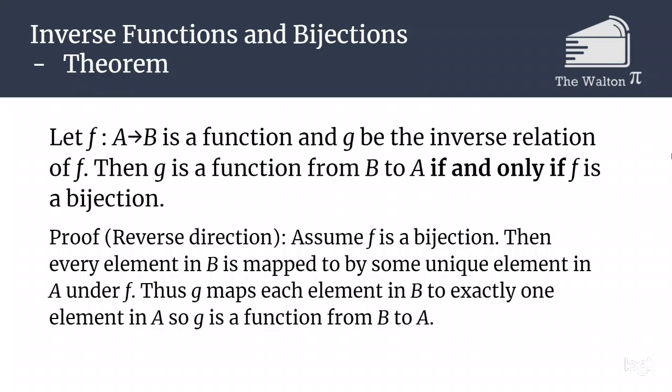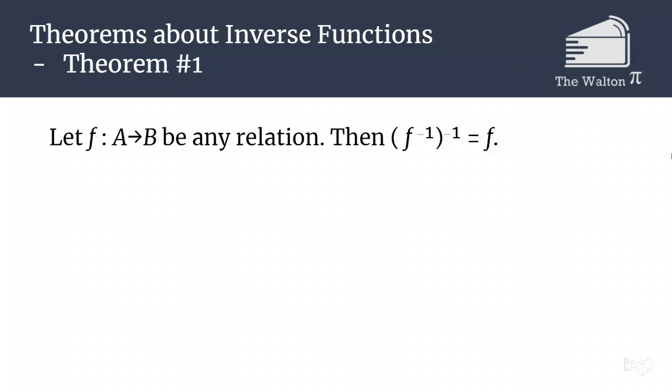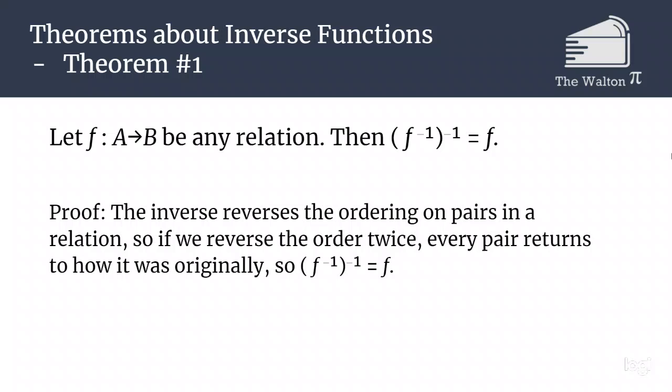We now have four smaller theorems, all involving inverse functions and relations. So, if f is any relation from A to B, then f inverse inverse is going to just be f. The proof of this just relies on the fact that the inverse is reversing the ordering on pairs. So if we reverse the order twice, the pair (A, B) reversing once becomes (B, A), reversing a second time becomes (A, B) again, that tells us that every pair will return to how it was originally. So f inverse inverse is always equal to f.